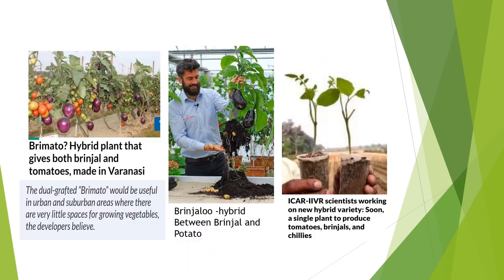This is successfully done. And also Brimeto is a hybrid plant that gives both brinjal and tomatoes. It's made in Varanasi. You have one more, and that's called a brinjalo. It is a hybrid between brinjal and potato. It produces a potato, it produces a brinjal also. And this is how ICAR, IIVR scientists are working on a new hybrid variety that will produce, in a single plant, tomato, brinjal, as well as chilies. This is how grafting is being done in the case of vegetables. It has revolutionized agriculture also, because from one plant you can get all types of vegetables.